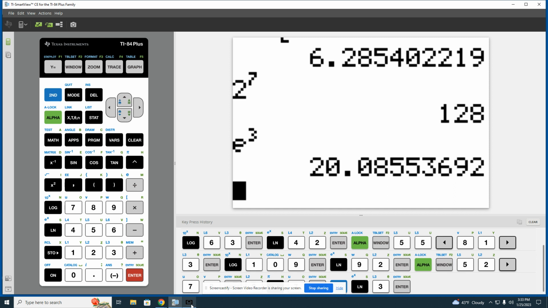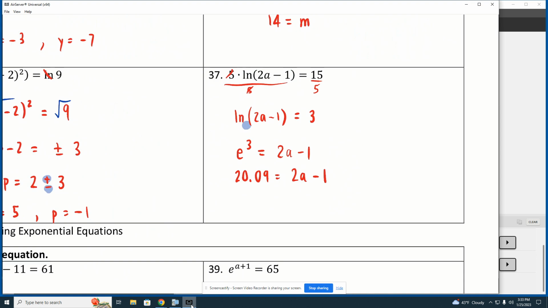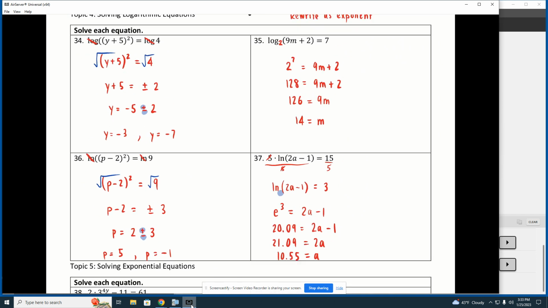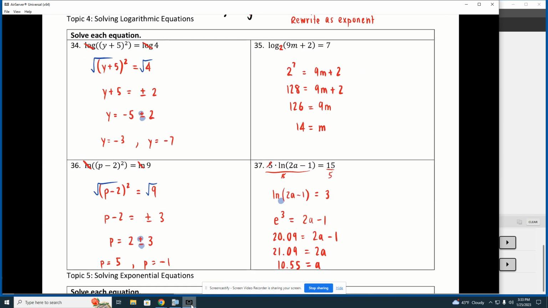Let me go back to my paper, because y'all can do the rest from here pretty easily, I think. You're going to add 1, so that's 21.09 equals 2a. And then you're going to divide by 2, so if you do this in your calculator, it would round to about 10.55. So log equals a log, or log equals a number. I expect that you can do this. Now moving on.